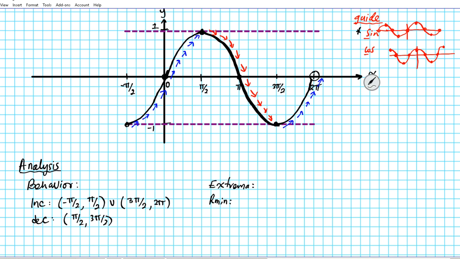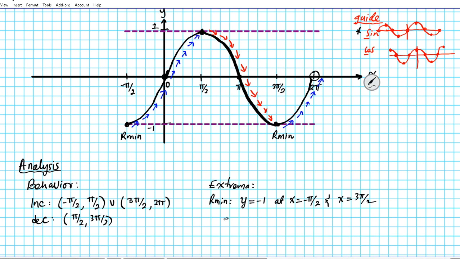This point right here is a relative min because you're ascending from this point. So this is an R min. This point right here, an interior point, is a minimum because it's a valley. Let's write it down. We have a relative min of y equals negative 1. They both have the same minimum value of negative 1, and they occur at x equals negative pi over 2 and x equals 3 pi over 2.